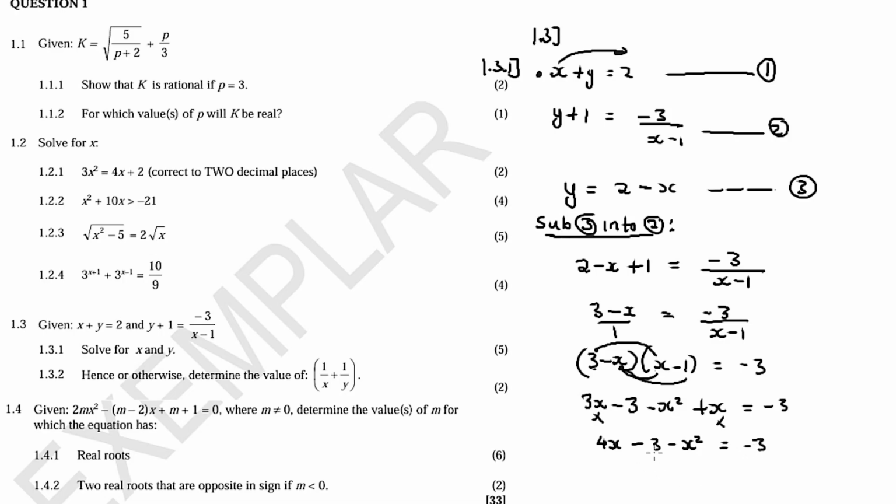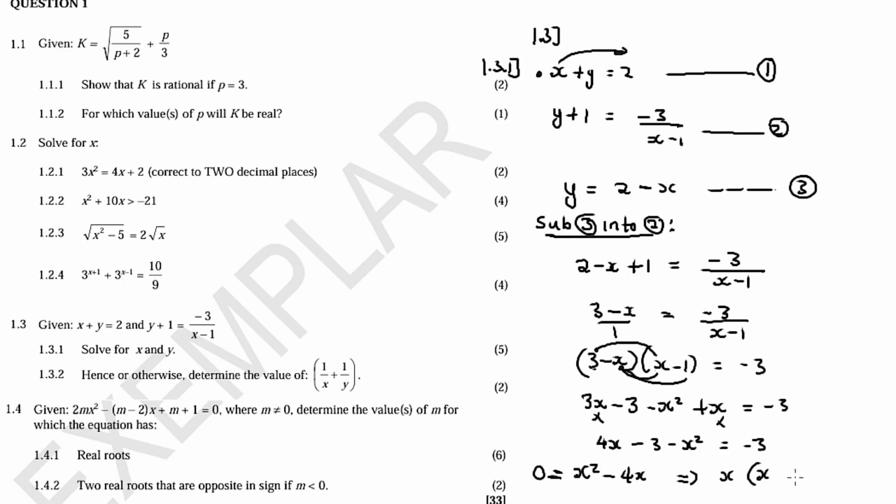Then we transpose everything over to the right hand side. That's what I would do. I want to make sure the x squared is positive. Equal to 0. Then positive x squared minus 4x. Then the 3 comes as plus 3, meaning that the 3s will cancel.